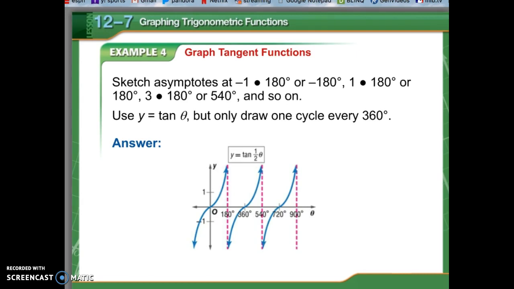So here's what our graph looks like. Again, we're going to go through the origin, and this time we're going out to 180 and backwards to negative 180, and that's going to make 360 degrees total. We have asymptotes at 180, 540, 900, etc. every 360 degrees.